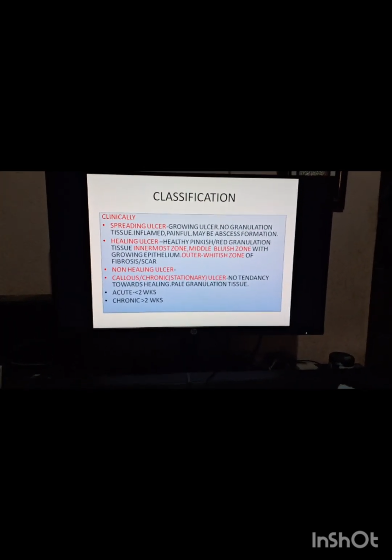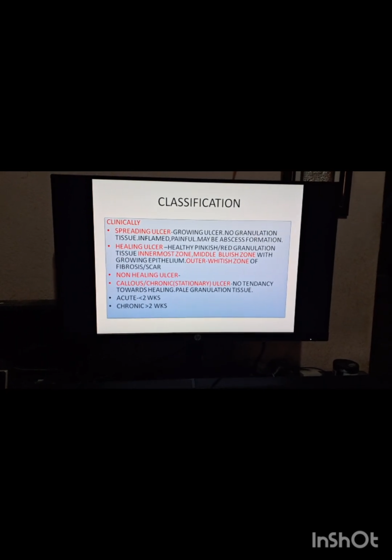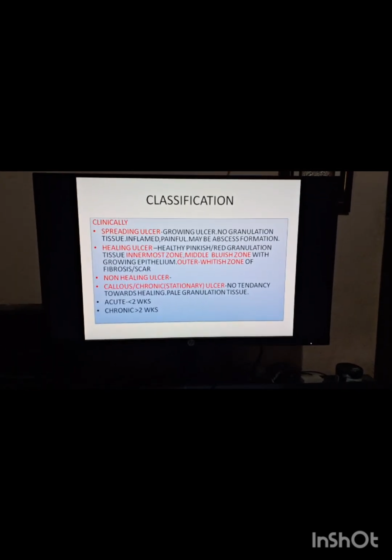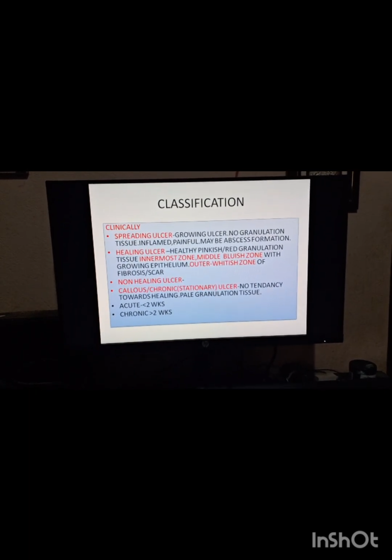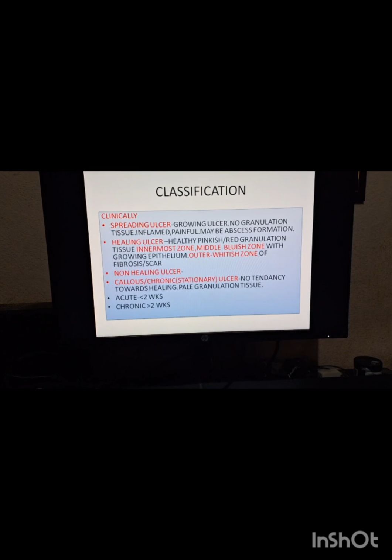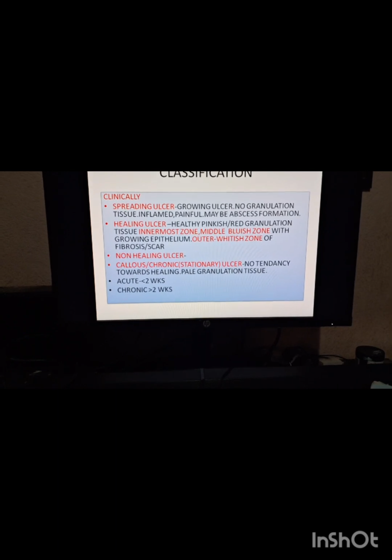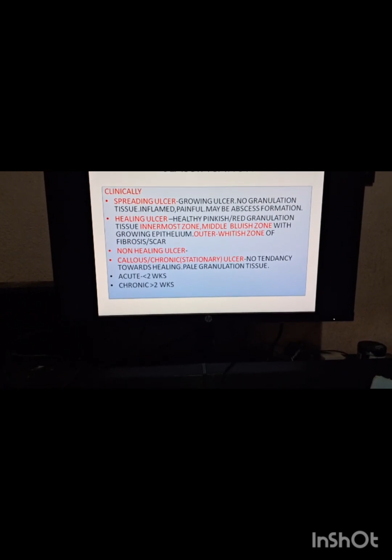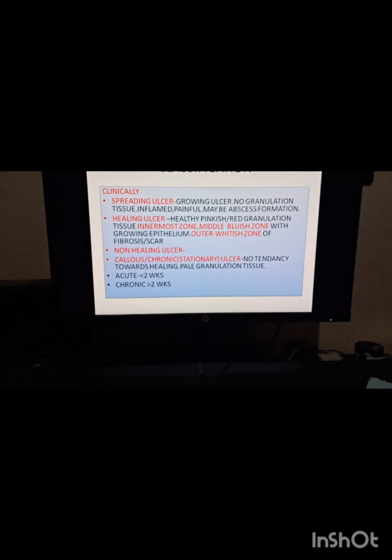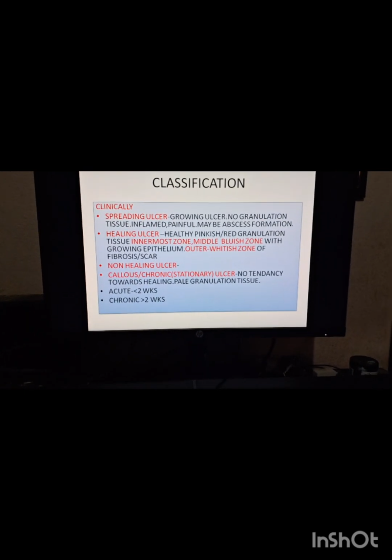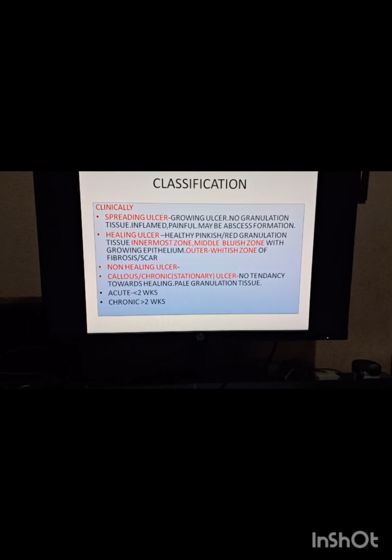Now, what is the classification of different ulcers? Clinically, ulcer may be a spreading ulcer, that is a growing ulcer. That ulcer is growing, it's not healing. There is no granulation tissue. The ulcer is very inflamed, painful, and there may be abscess formation, and a bad smelling slough. That is spreading ulcer, that ulcer that is growing. যে আলসারটা বাড়ছে.